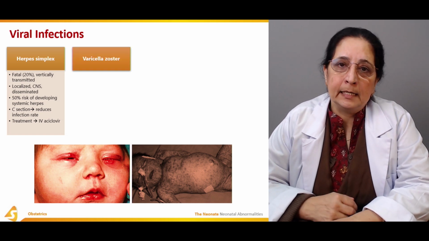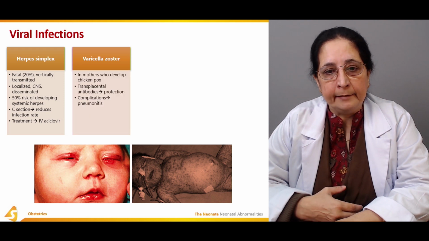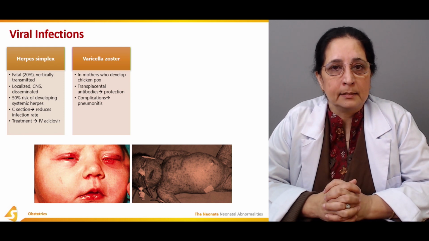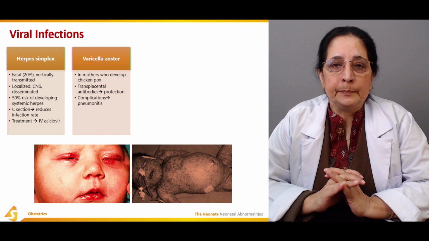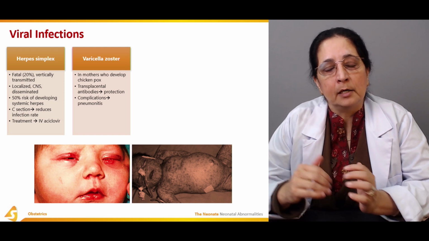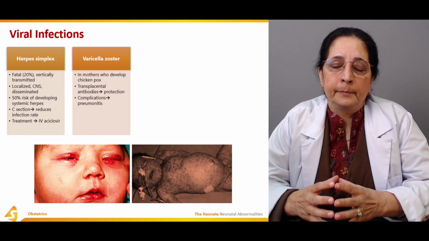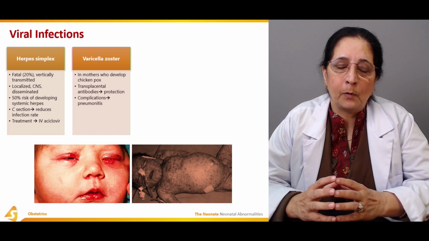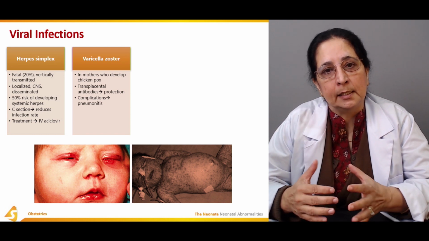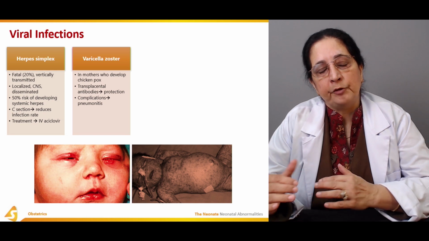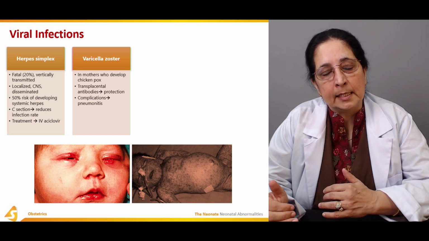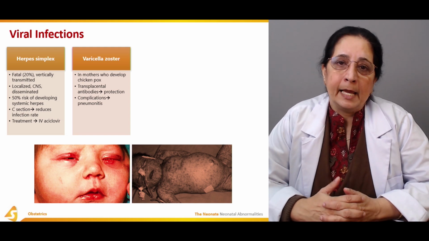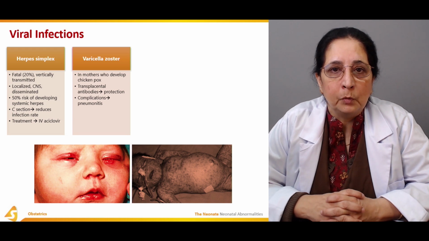Then we have varicella zoster, another common viral infection, in mothers who develop chickenpox. Transplacental antibodies are transferred and give protection to the newborn babies. So if the mother has chickenpox, she has antibodies present in her system. Those antibodies transfer to the newborn baby through the placenta and give protection, but the infection can cause complications like pneumonitis.